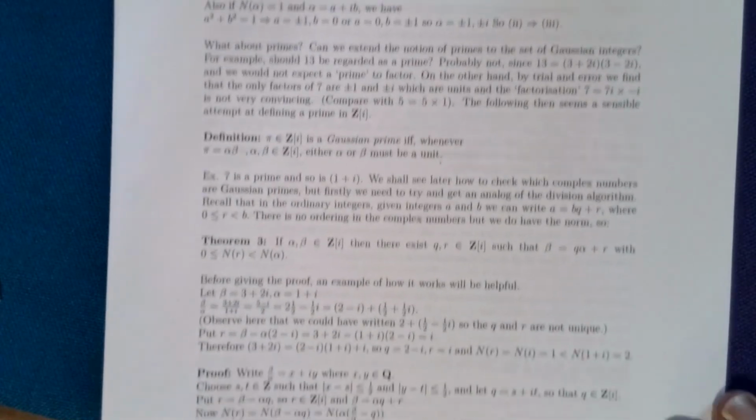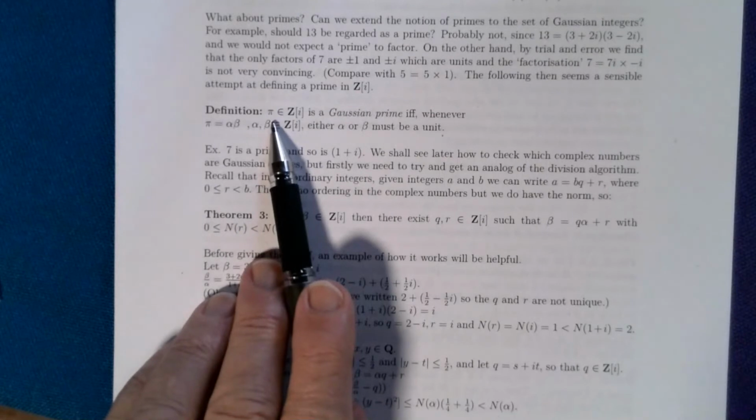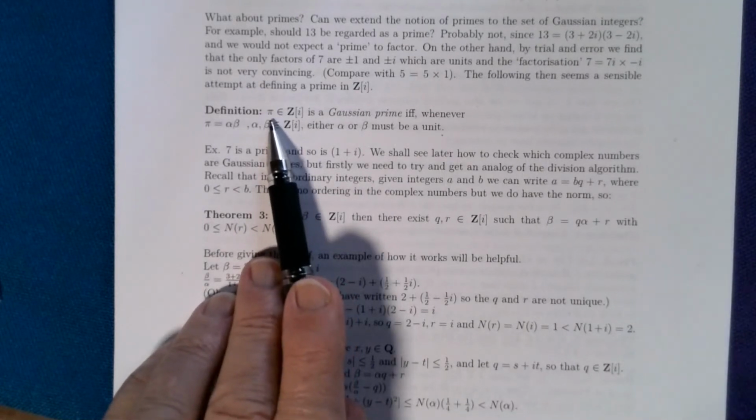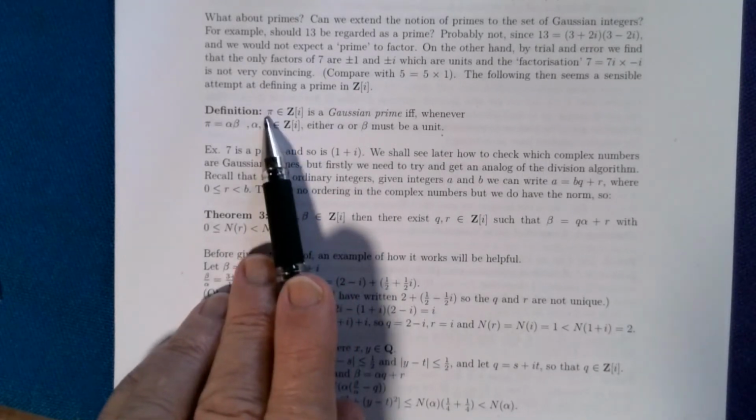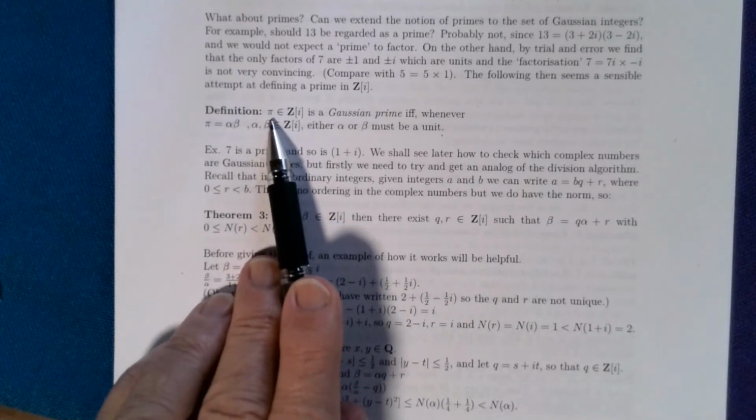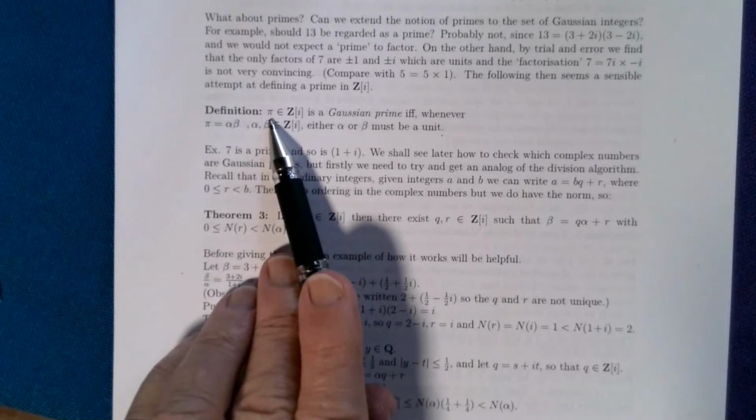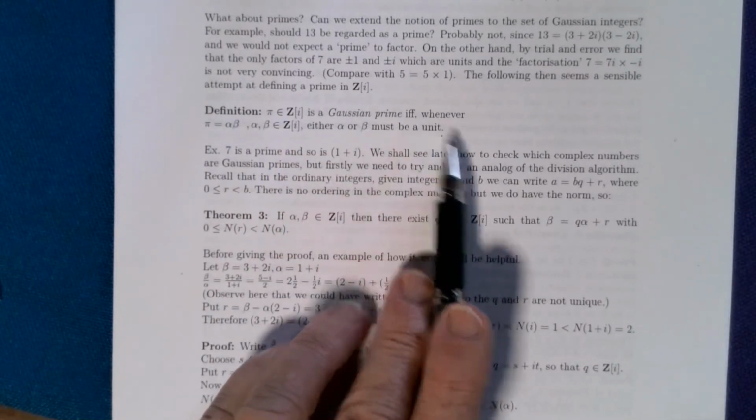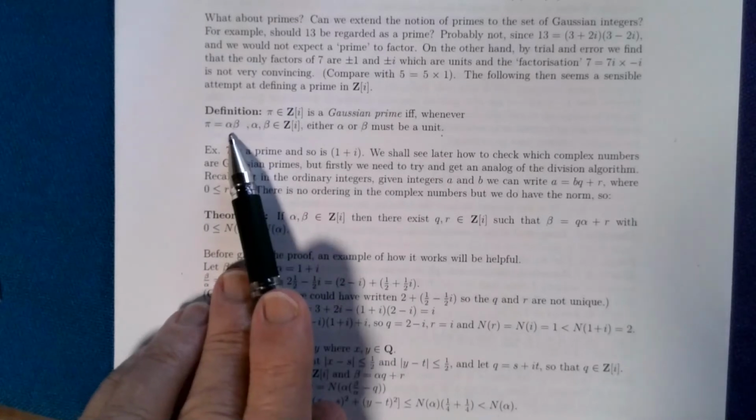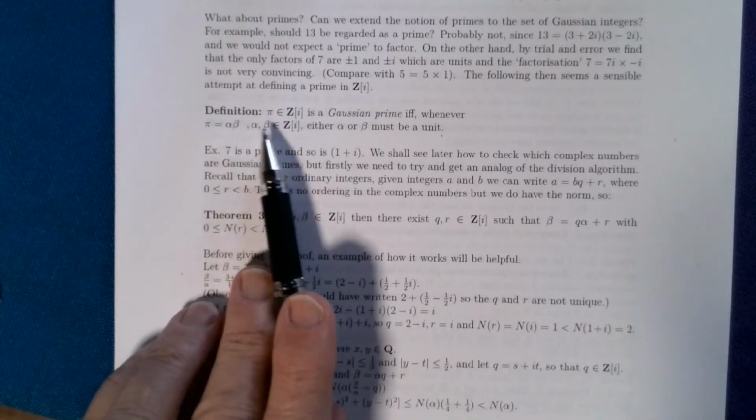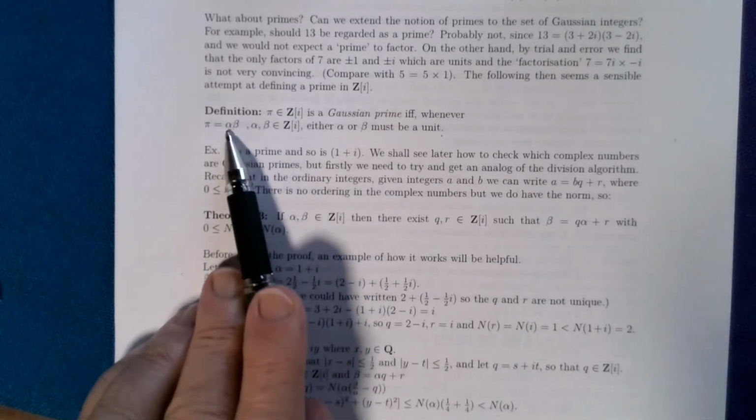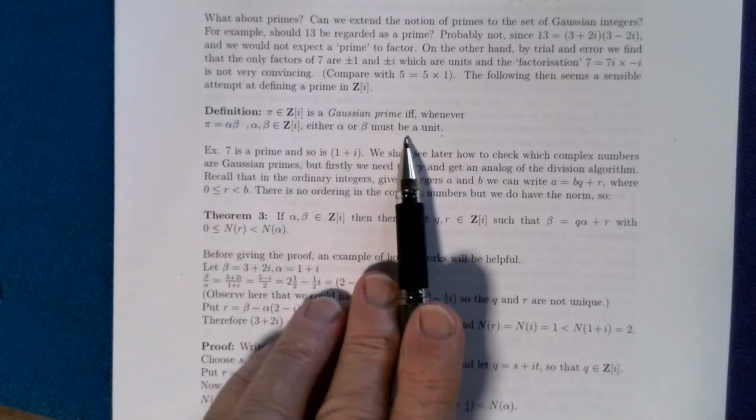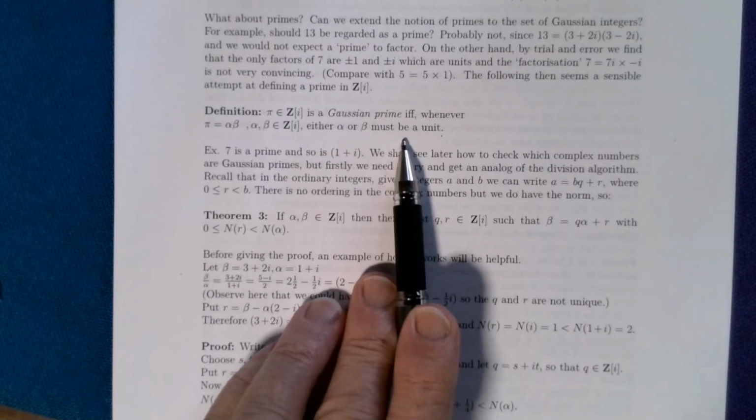So we take a number. We're going to use Greek letters here. This is not the number pi, 3.14159. This is just a symbol for a Gaussian prime. So we take pi in Z[i] as a Gaussian prime if and only if, whenever you have any sort of factorisation in the Gaussian integers, then one of these two has to be a unit. And that's going to be our definition of prime in the Gaussian integers.